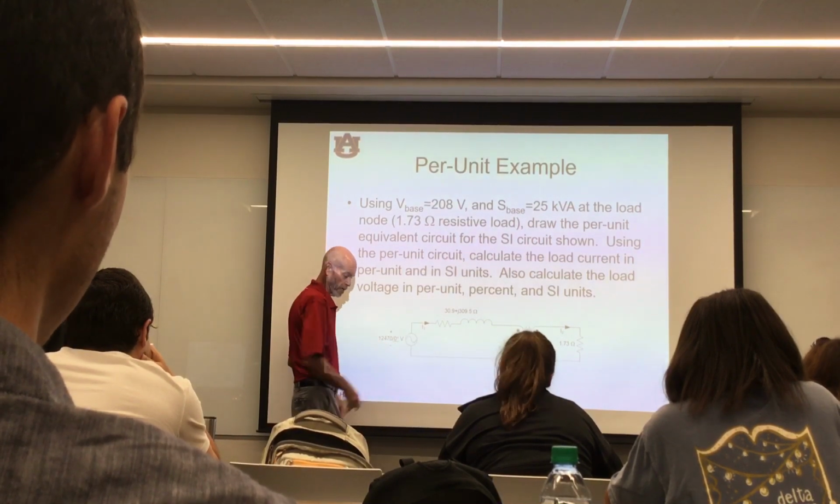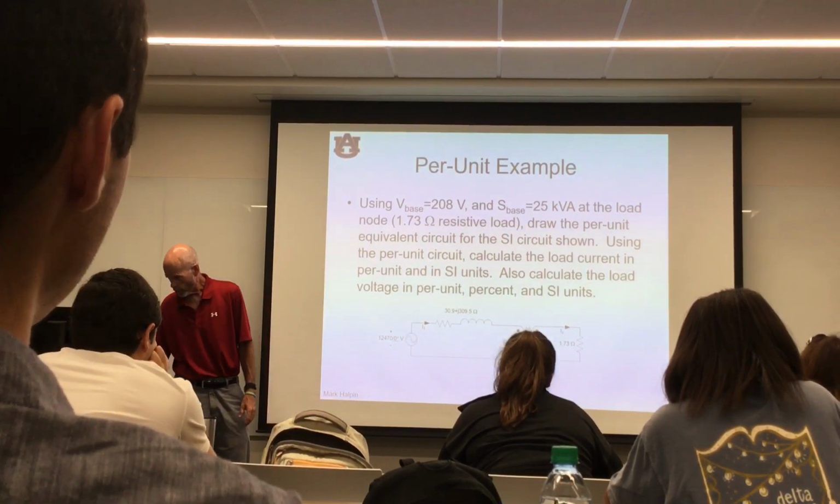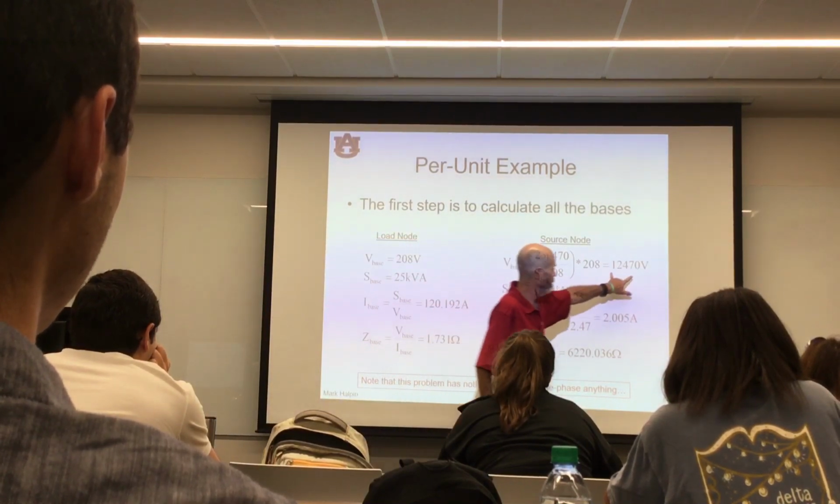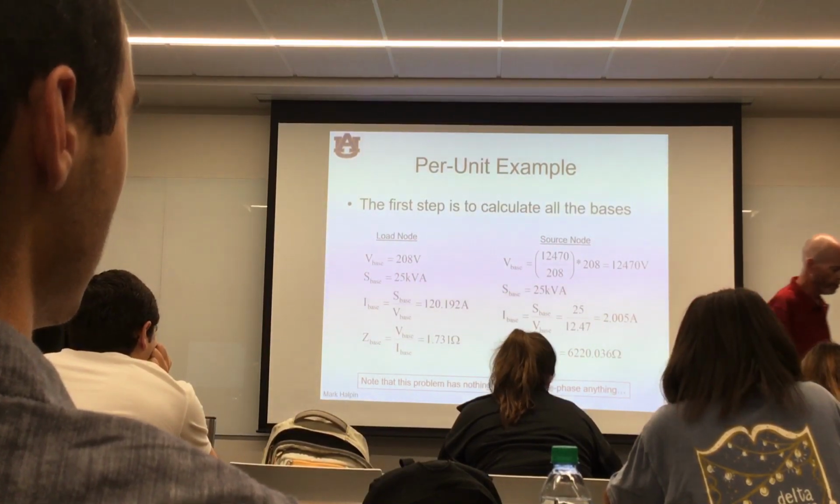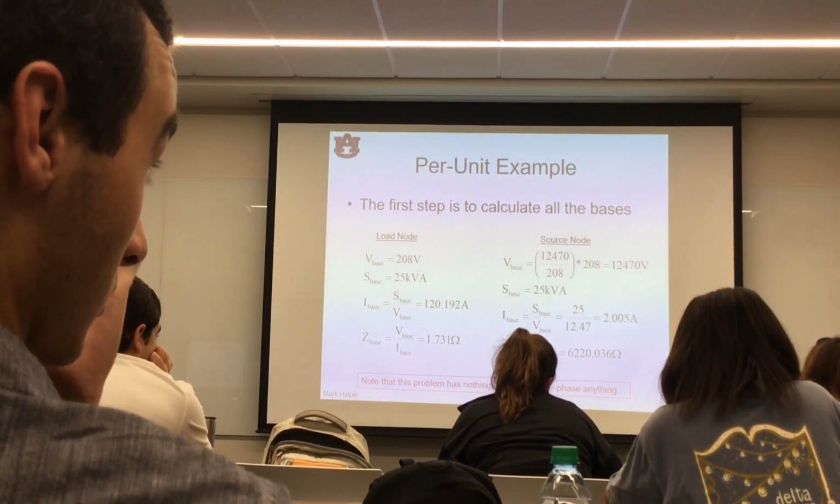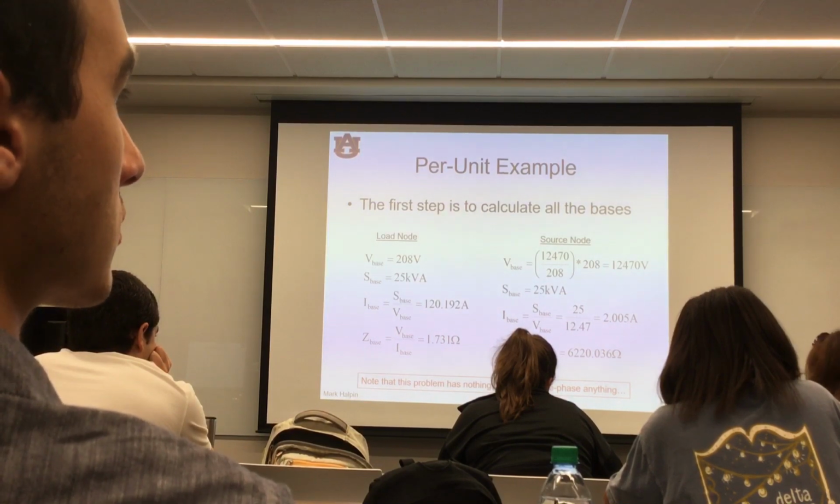So I'm gonna divide this by something. What am I gonna divide it by? Well, I'm gonna divide it by that base. Notice that I'm dividing a complex number by a scalar. Bases are always scalars. Okay?